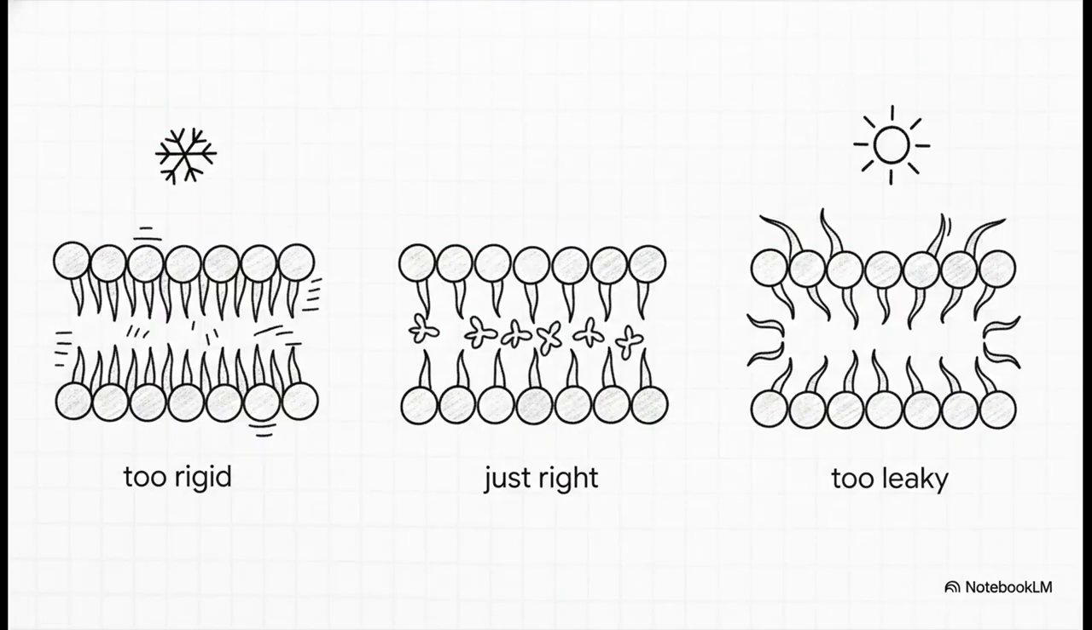But wait, the membrane isn't just phospholipids. There's another key lipid, cholesterol, that wedges itself right in between them. It kind of acts like a fluidity buffer. It keeps the tails from packing too tightly when it gets cold, but also keeps them from getting too loose and leaky when it's warm. It's basically the ultimate moderator, keeping everything just right.